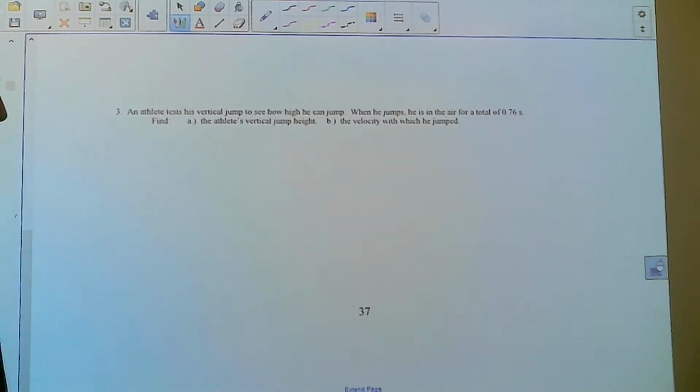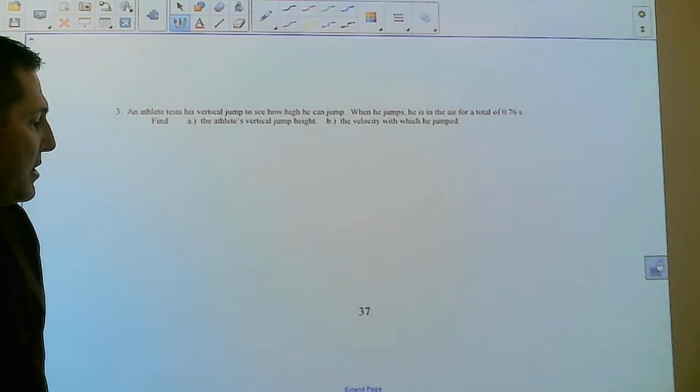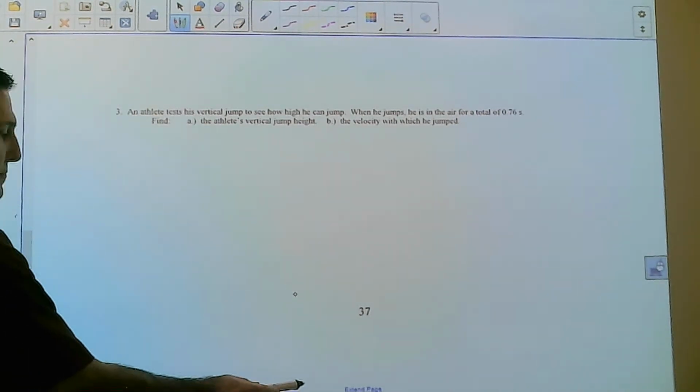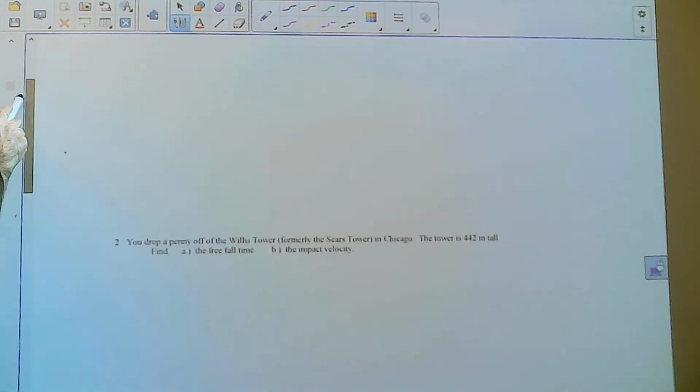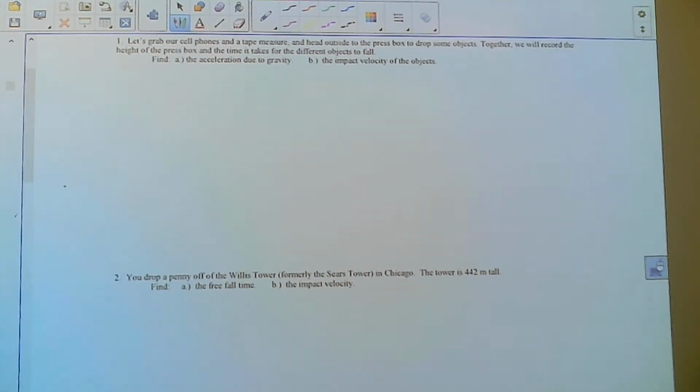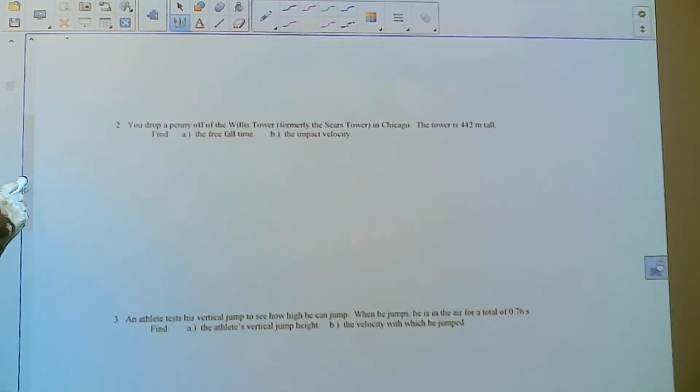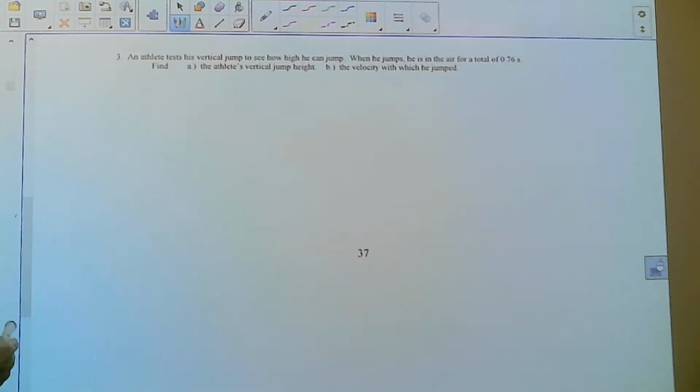So now let's go to page 37, number 3. So we did 1 and 2 on free fall. We did 1 last week. We did 2 on Monday. Now we're going to do 3.